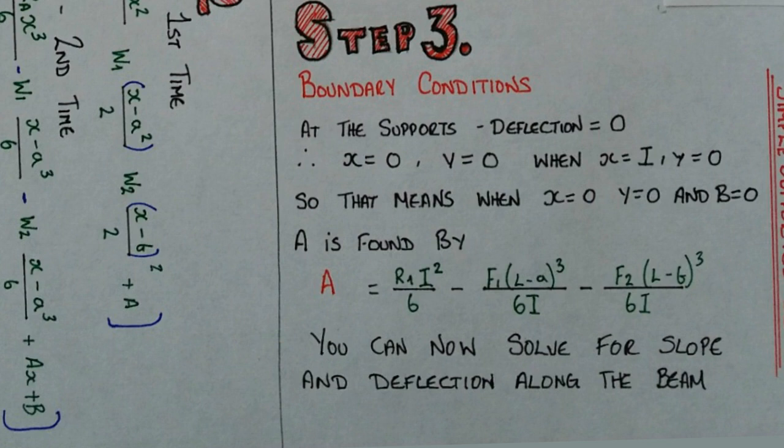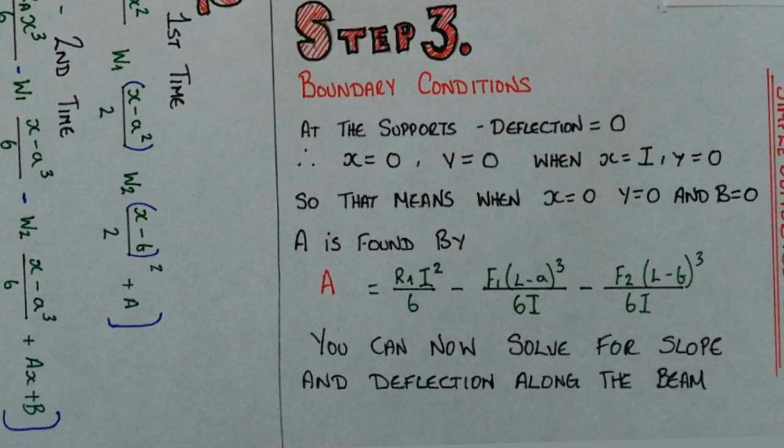and once we've done that, that allows us to set our boundary conditions. What that means, as you can see at the supports, is we're trying to get the deflection at 0. So when x equals 0, y equals 0. Now when x equals the span, y is also equal to 0. What does that mean? That means that when x is 0 and y is 0, B is also 0. So we found B.